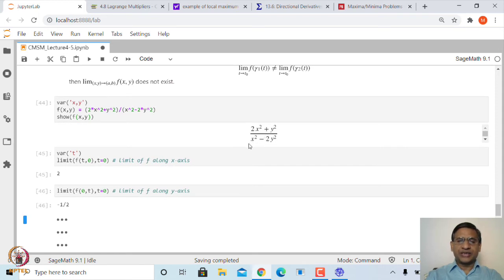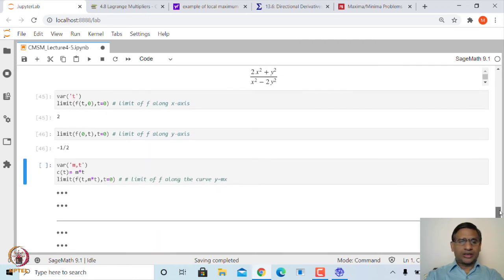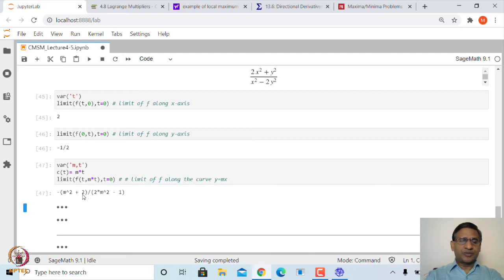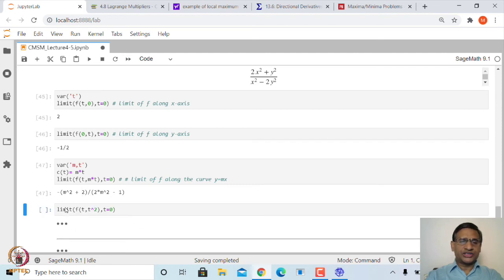Any other place it will have a limit other than the origin, right. So if you look at, let us say, the curve y equal to mt, as t goes to 0, mt will go to 0. So the limit of f along the line y equal to mx depends upon m. If you take various values of m, you will get different limits. So that is another way of saying that the limit of this function at the origin does not exist.